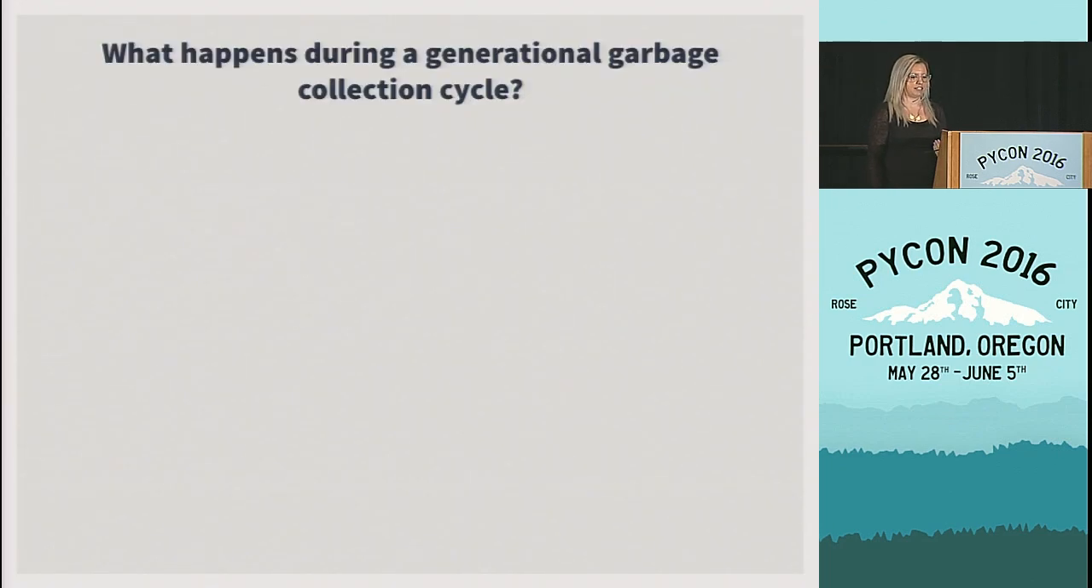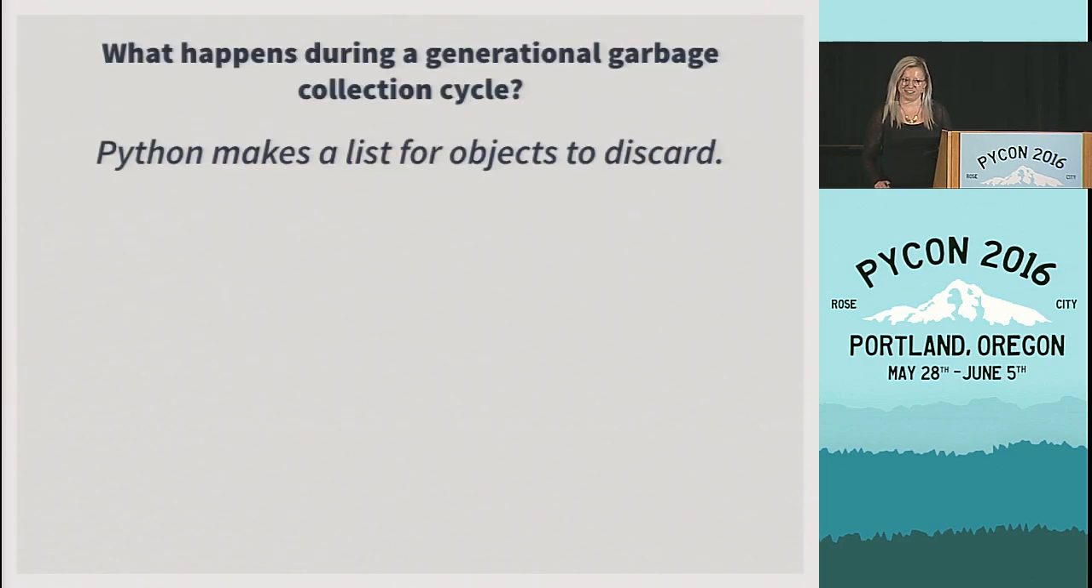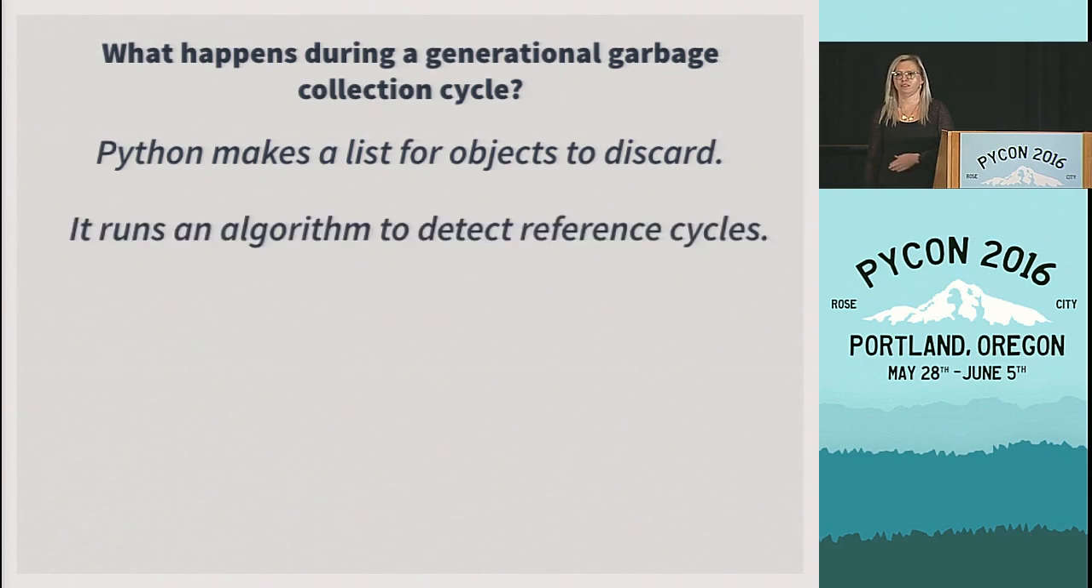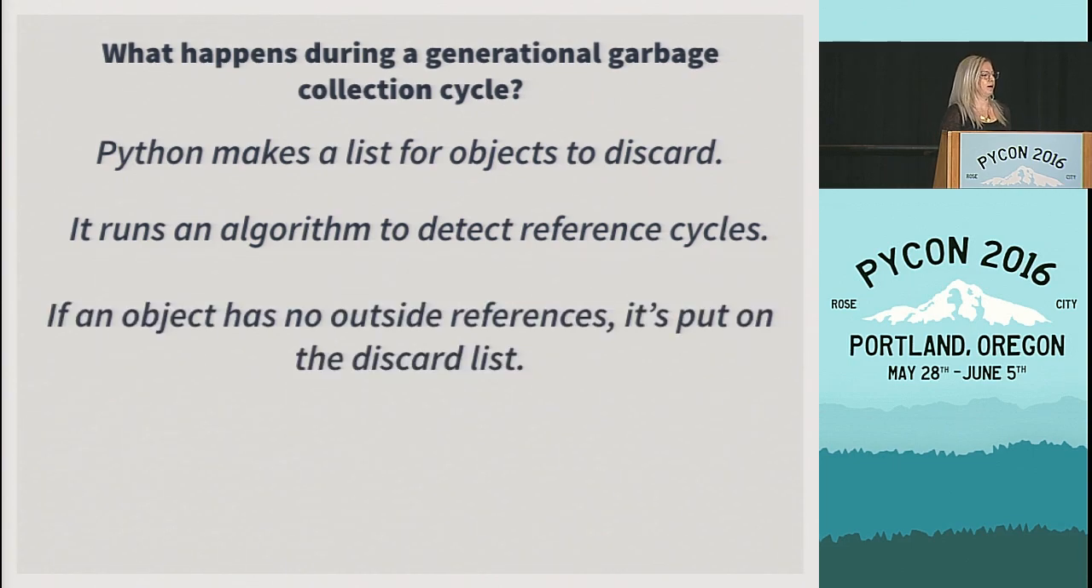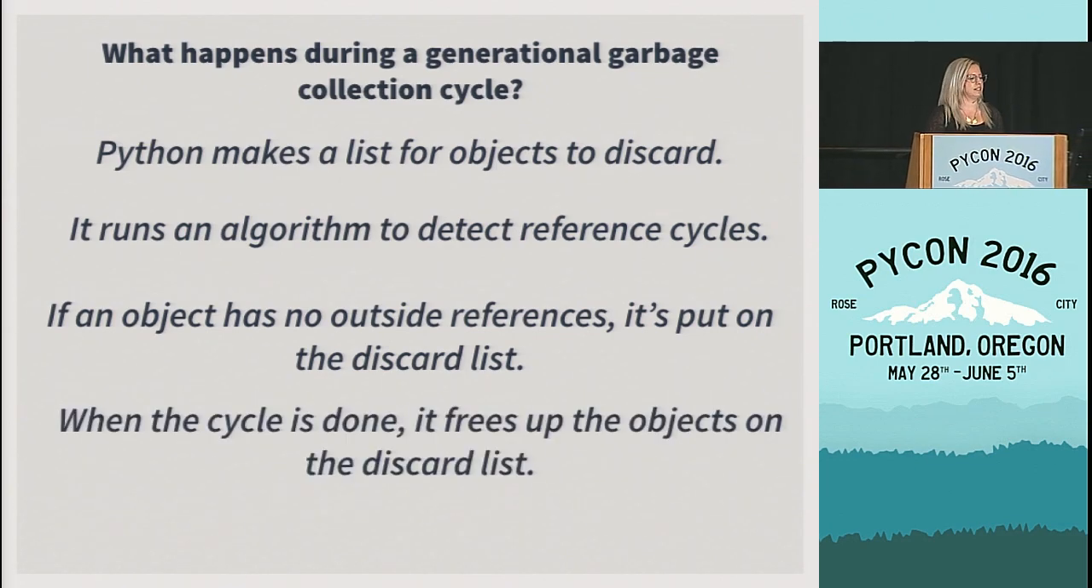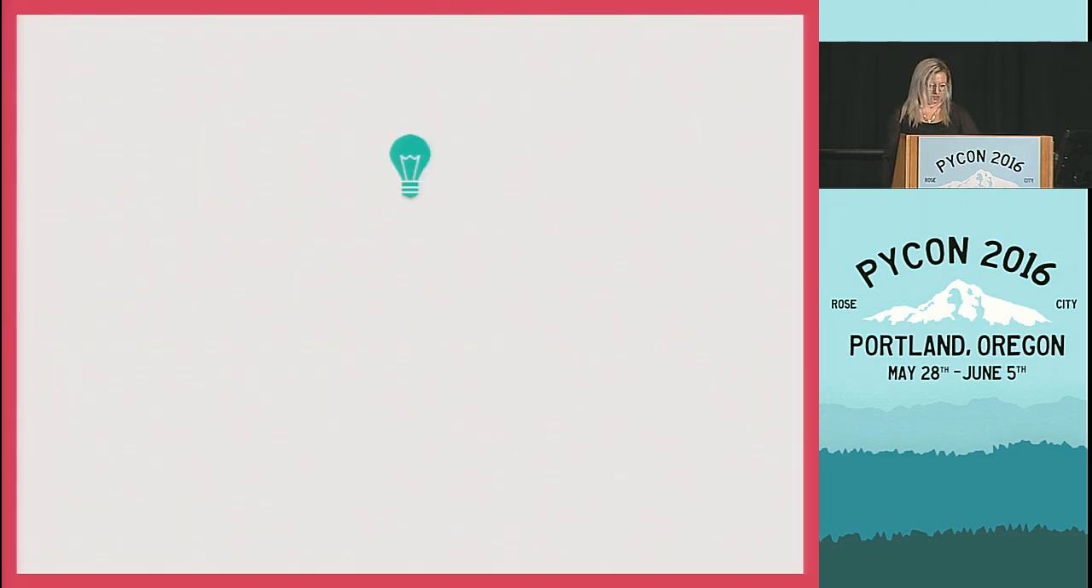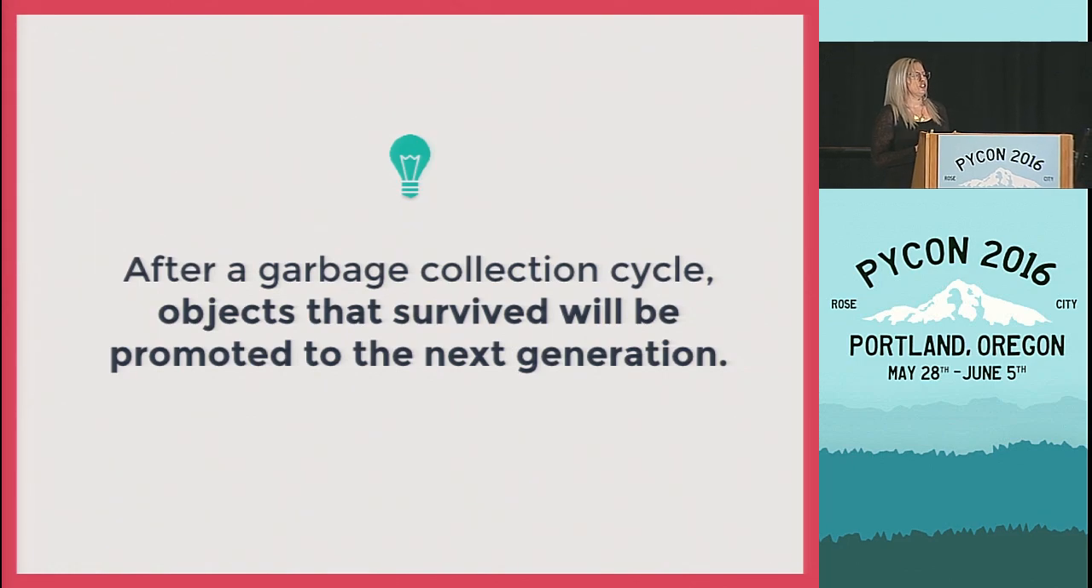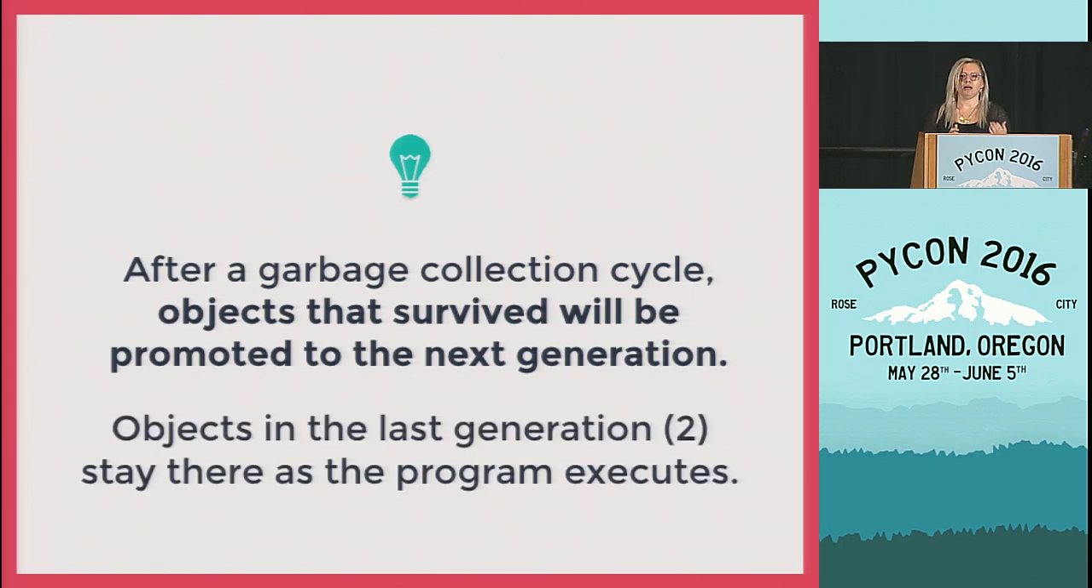During that garbage collection cycle, Python makes a list of objects to discard. It runs an algorithm that is out of scope for this talk to detect those cyclical references. Then, if an object has no outside references, it's put on a discard list. And when that cycle is done, it's going to free up the objects on that discard list. After our garbage collection cycle, objects that survived will be promoted to the next generation. So objects that are in the last generation, generation 2, are those that are going to stay there as the program executes.